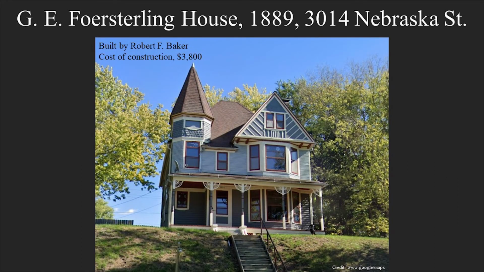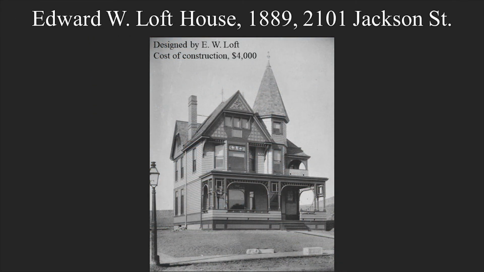Just around the corner from that is the G.E. Forsterling House, built in 1889 at 3014 Nebraska Street. This house was built by contractor Robert F. Baker for the cost of $3,800. Some of you might be familiar with this house because you would never want to mow its front lawn. It's like a mountain. E.W. Loft, Sioux City architect, built his own personal residence in 1889 at 2101 Jackson Street. The cost of construction of this home was $4,000.